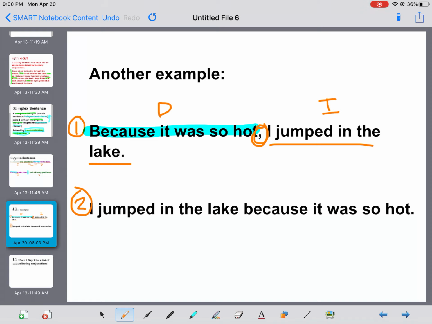And then for our second example, it's just reworded with the dependent clause at the end. I jumped in the lake because it was so hot. So hopefully that clears up any confusion you may have for these different types of sentences.